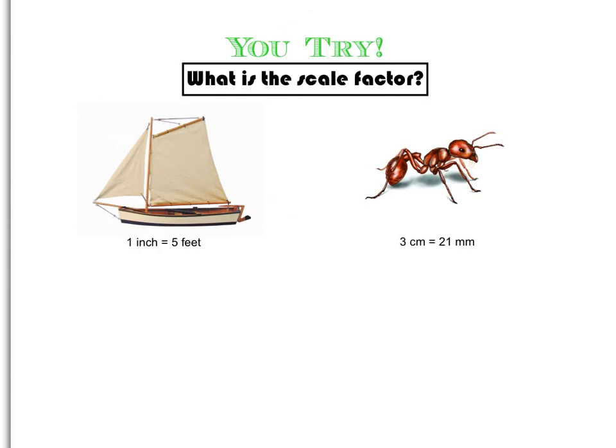Okay, so did you change your feet into inches to say that there are 60 inches in 5 feet? So this is 1 to 60. And here, I'm changing my centimeters into millimeters so that they're both written in millimeters. This is 30 millimeters to 21 millimeters. And again, in this case, I could simplify by dividing by 3. So I have 10 to 7. And that's in simplest form.